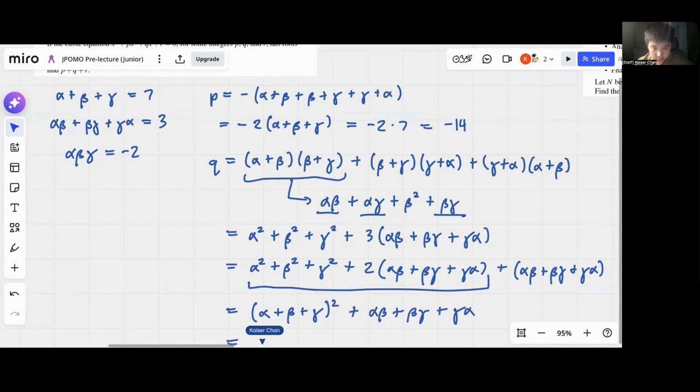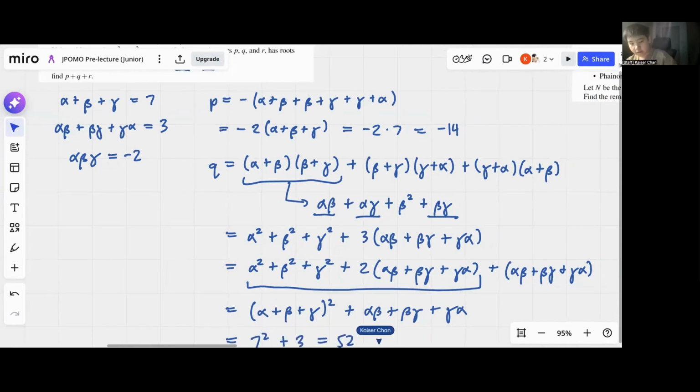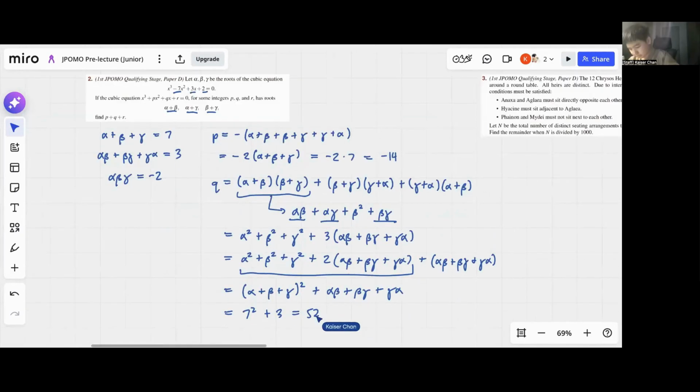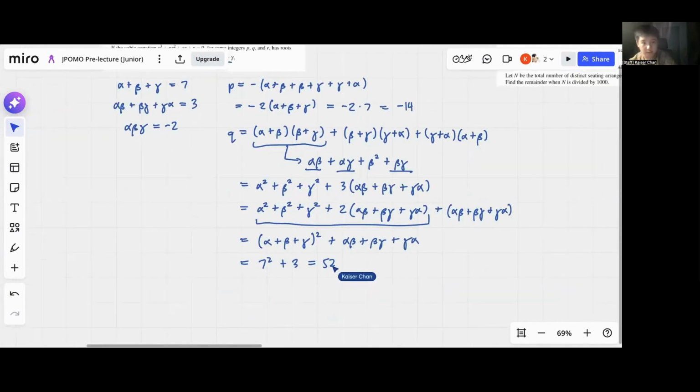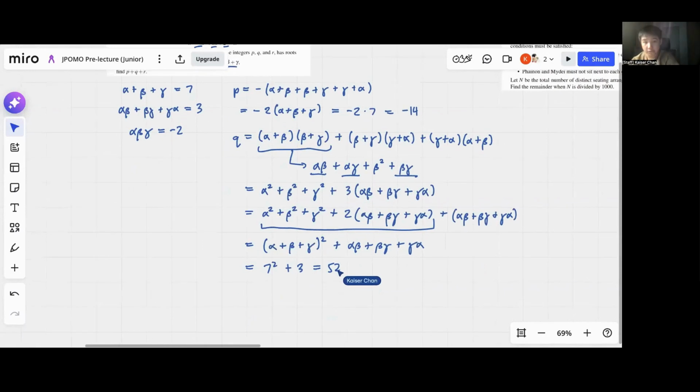I'll zoom out a bit. Okay. Lastly, we go to R. So R in this case is the product of all three of the new roots. So this is alpha plus beta times beta plus gamma times gamma plus alpha.